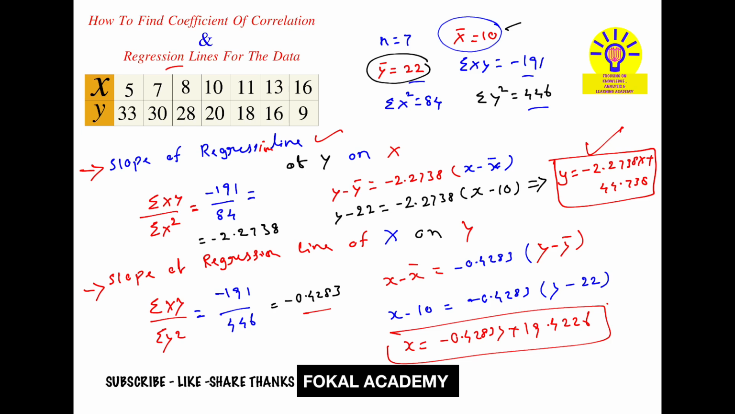These two lines are the regression lines for the given data. This is the process of simplification for getting the coefficient of correlation and regression lines for the given data.